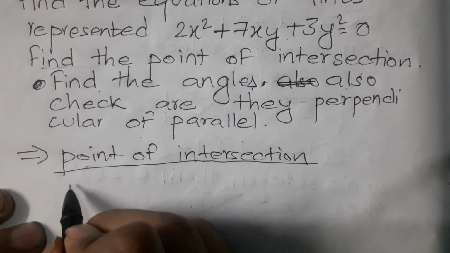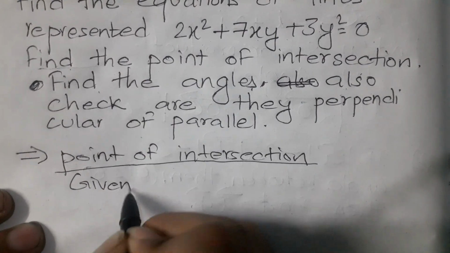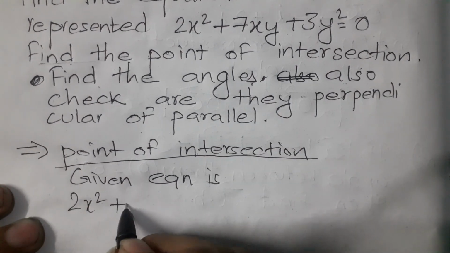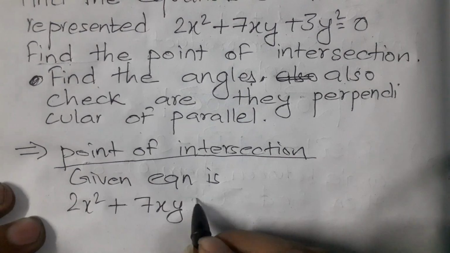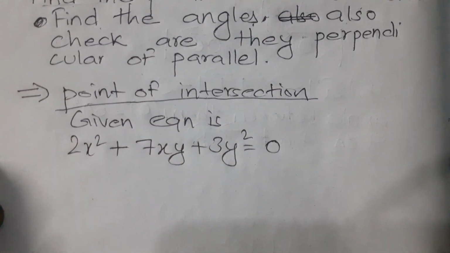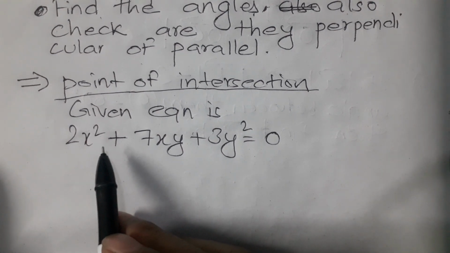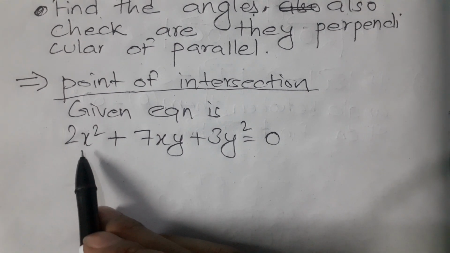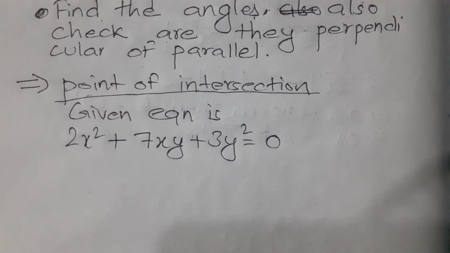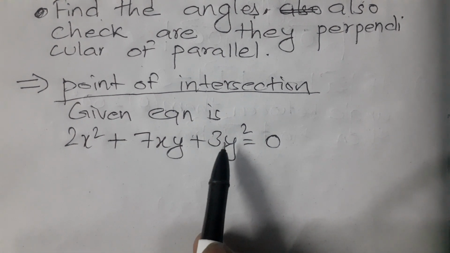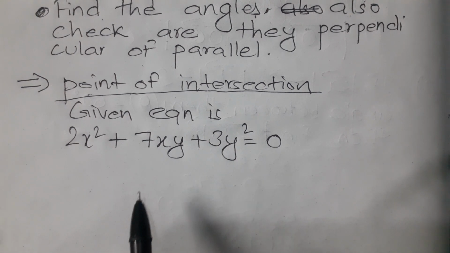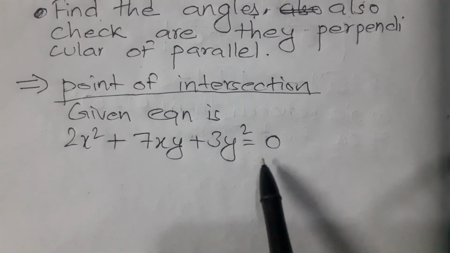So let me begin. The given equation is 2x square plus 7xy plus 3y square equals to 0. Okay friends, now you have to know factorization, which you might have already studied at junior level, that is the sum and product rule. We can apply the sum and product rule to factorize this equation and get the two equations.